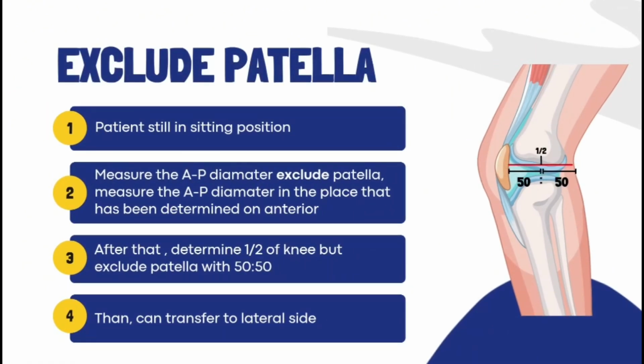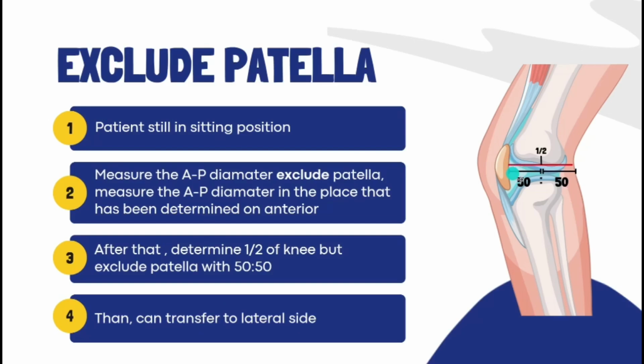And the last is excluding the patella. The patient is still in sitting position. And then measure the AP diameter, excluding the patella, at the place that has been determined on the anterior part. This is the red line, excluding the patella, until this one.